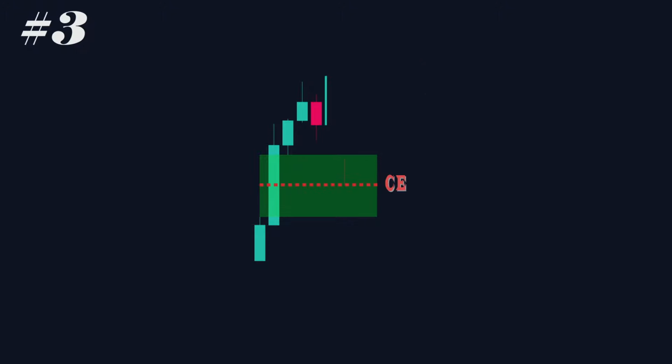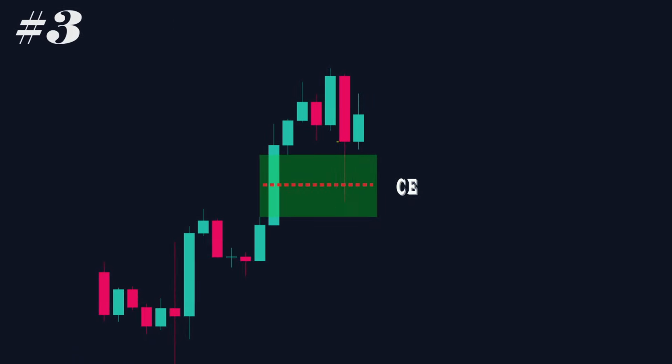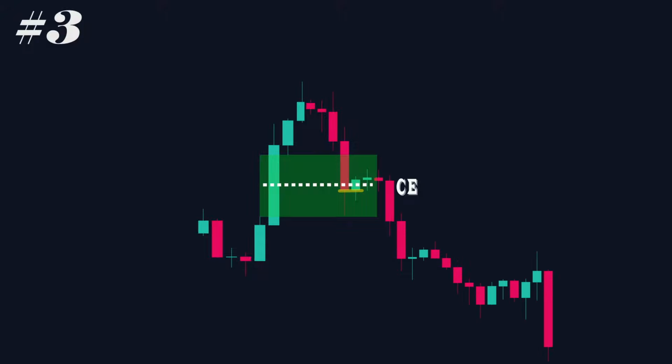Let's learn how to use the fair value gap. CE helps us evaluate the strength of a fair value gap. If a candle touches the wick and closes above the body, we consider it a strong fair value gap. If the price breaks the wick and closes above the body, we can take a buy decision. If the market revisits this level, breaks through the CE, and closes below the body, we will treat it as a weak fair value gap.